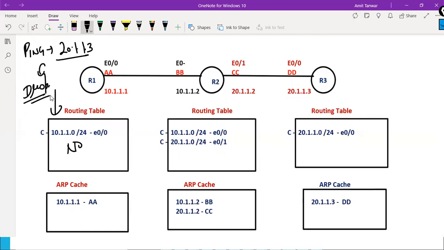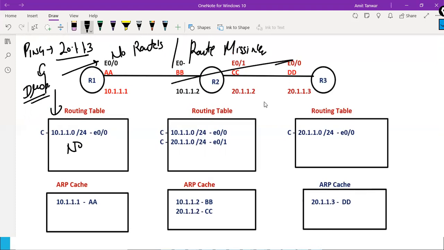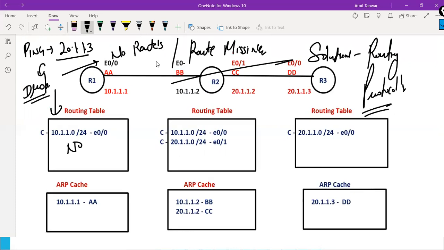Okay, so what is the error? The error is no routes. We can say route missing. This will be the error. So what's the solution? The solution is we need routing. The solution is all about routing protocols. So we need routing protocols.